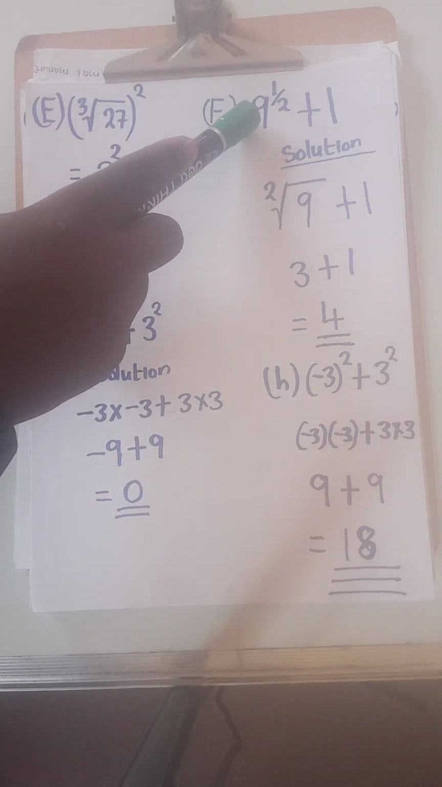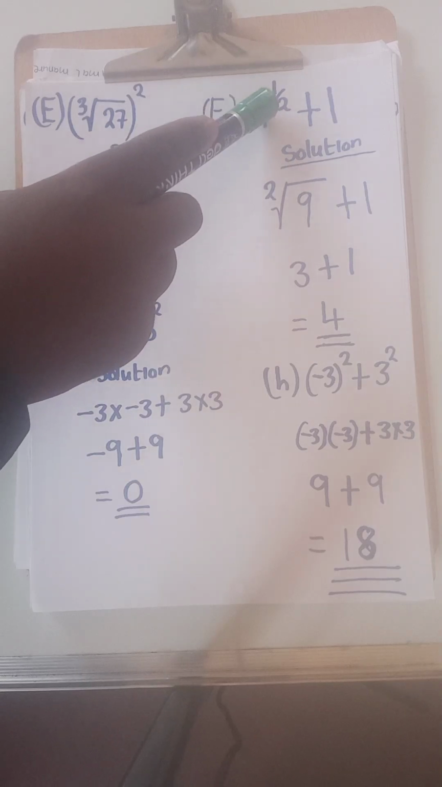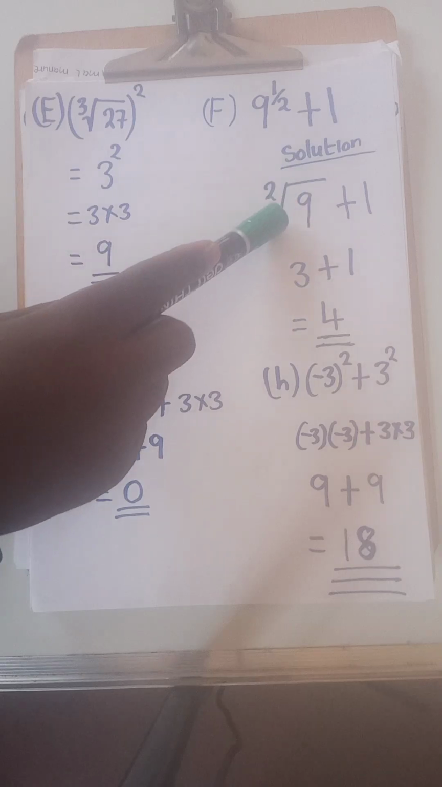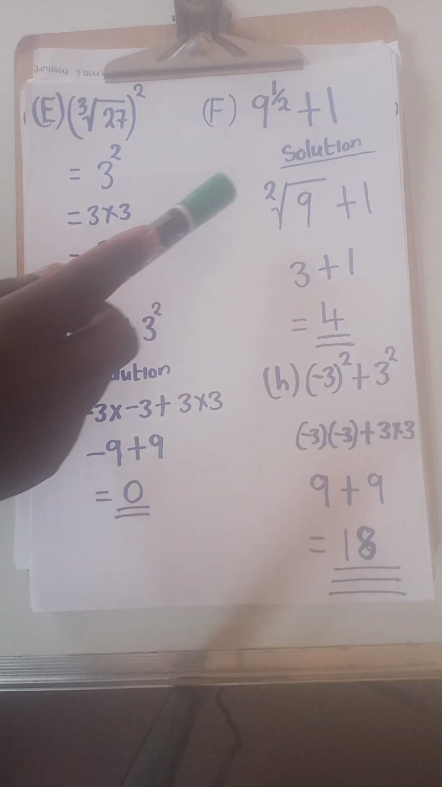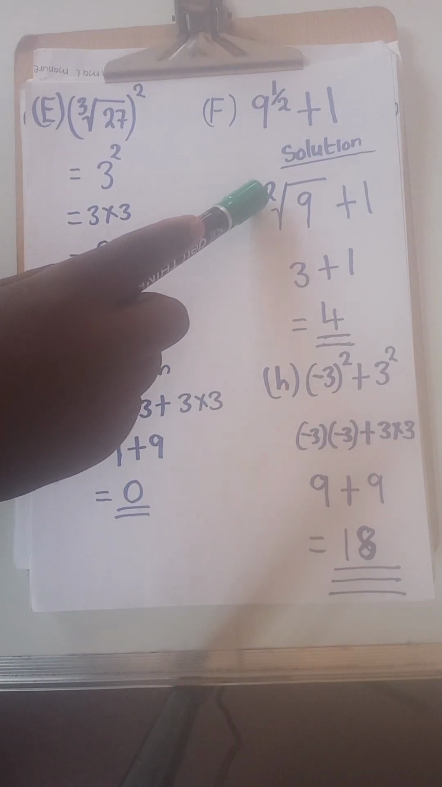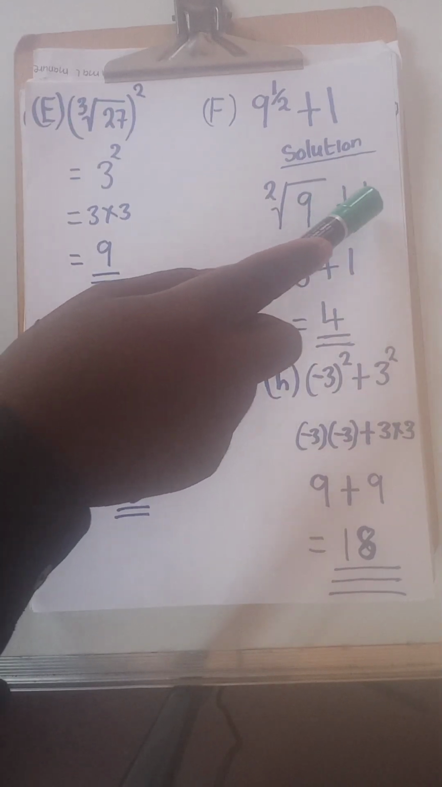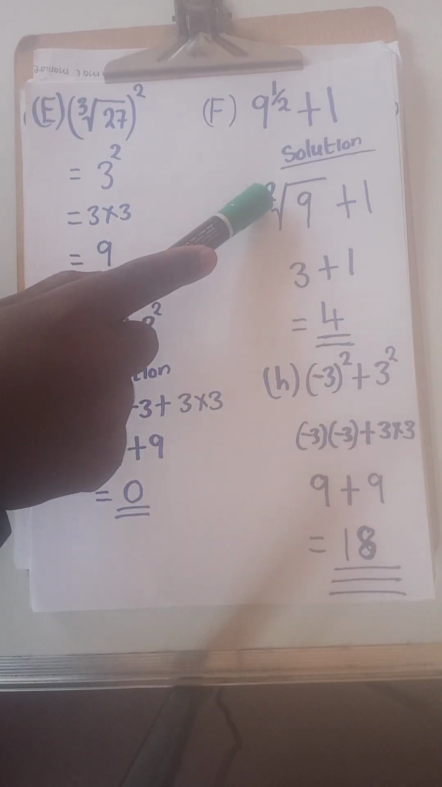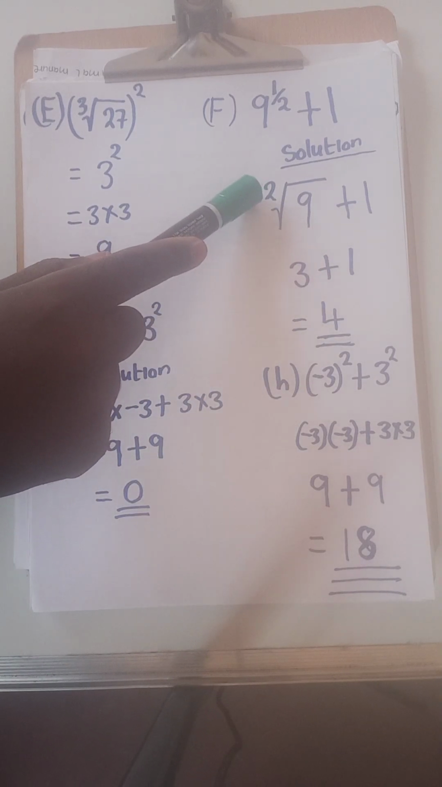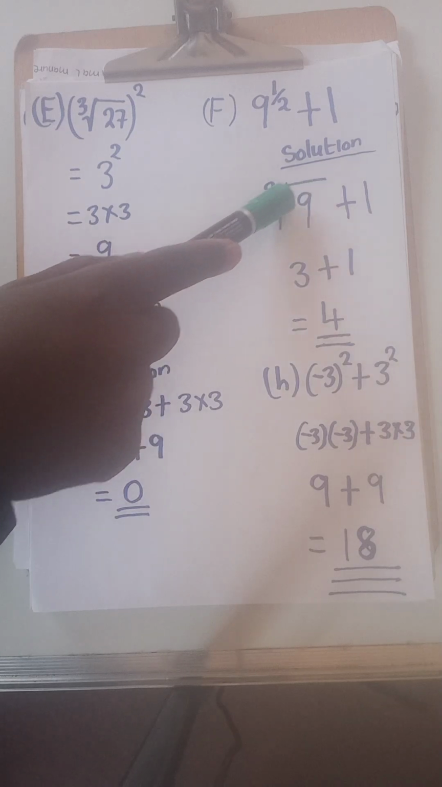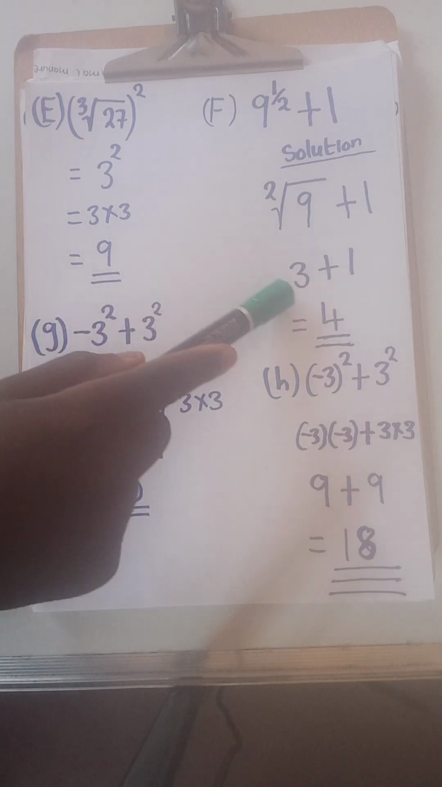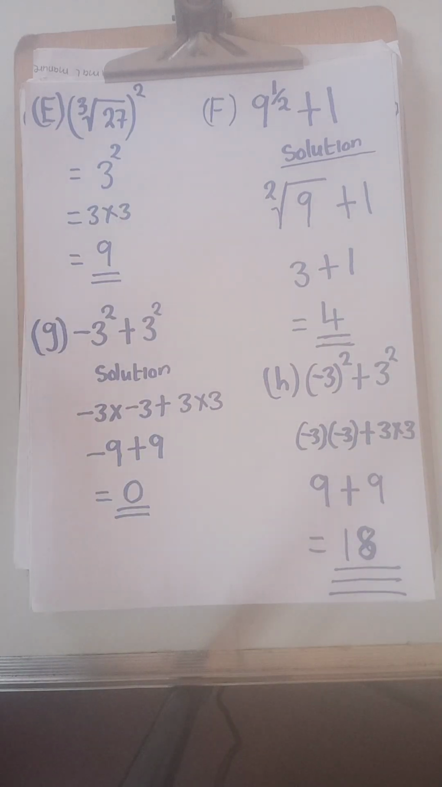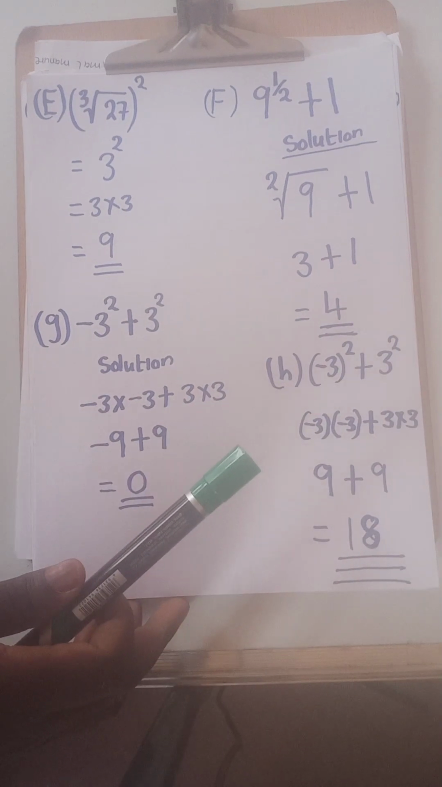We go to F. This is 9 to the power half plus 1. You copy it the way it is. You introduce the square root like this. You get your 2, you put it there, your 9 in the square root, plus what? 1. So this 2 is telling you, look for a number. When you multiply it 2 times, you should be able to get what? 9. So that number is what? 3. 3 plus this one, what do you get? 4.